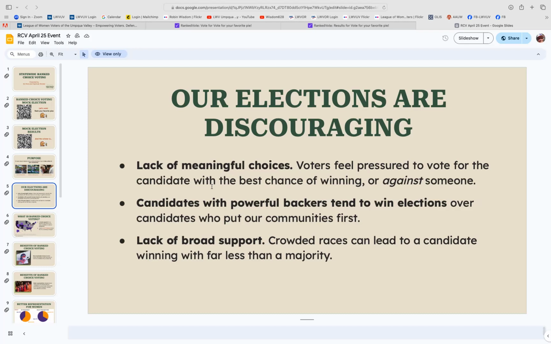Candidates with the most powerful backers also tend to win elections over the candidates that put our communities first. And lastly, candidates can have a lack of broad support. If there's a crowded race with 3 or more candidates, that can lead to the winning candidate having far less than a majority. And so that means that they're not truly reflective of most voters or most communities, which is not something that we want for our democracy.